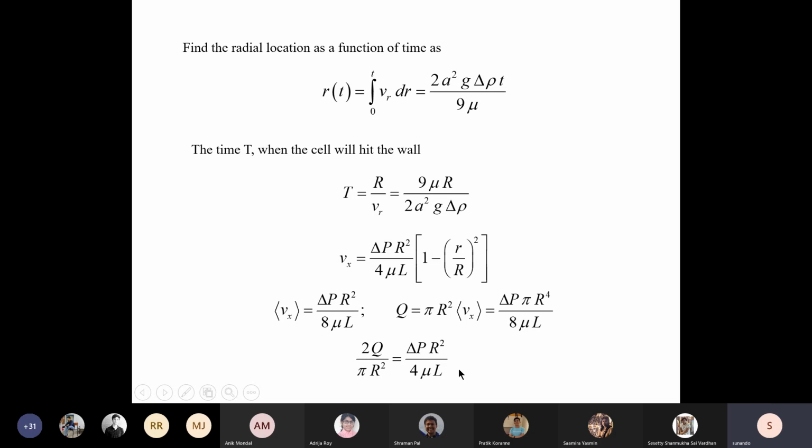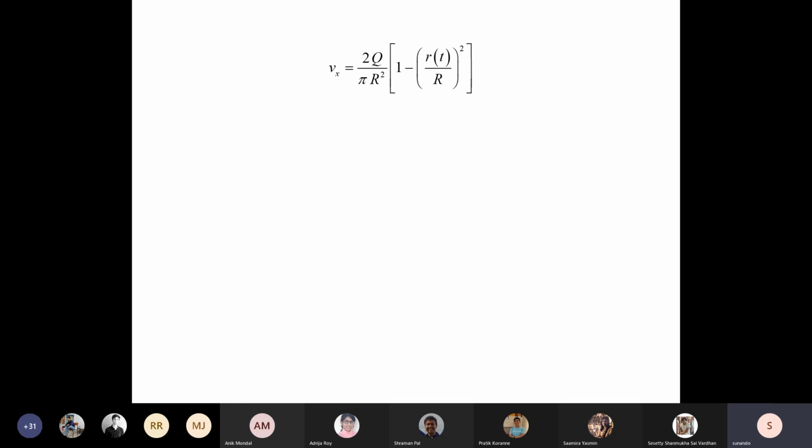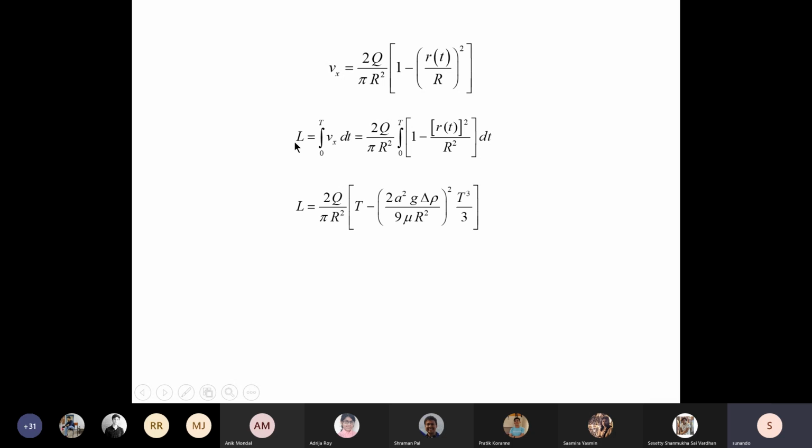That's in fact probably the second problem in fluid mechanics which we have solved, the parabolic velocity profile for this case. But we have to keep in mind about this time and bring this time somehow in here. So the Vx is going to be a function of r, and this r is changing with time. So therefore, what is the length is simply going to be Vx dt from 0 to the time it takes for the cell to reach the bottom.